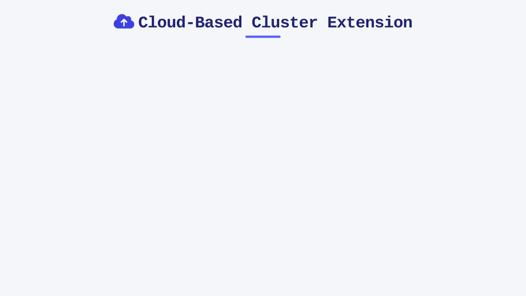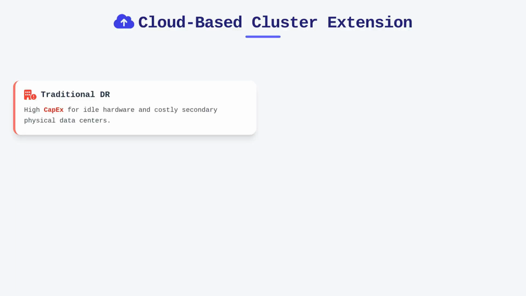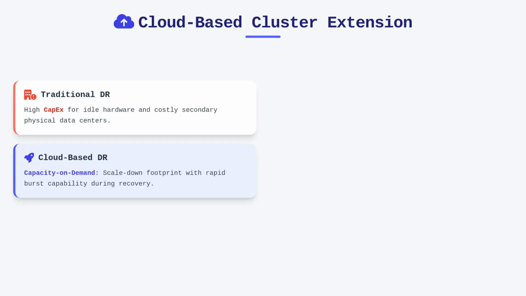One of the most compelling use cases for this architecture is extending your disaster recovery capabilities without requiring a secondary physical data center. Traditionally, maintaining a standby site involves substantial capital expenditure for hardware that remains largely idle until a failure occurs. With cloud-based clusters, you can maintain a scaled-down footprint in the cloud and only burst to full capacity when a recovery event is triggered by your orchestration tools.